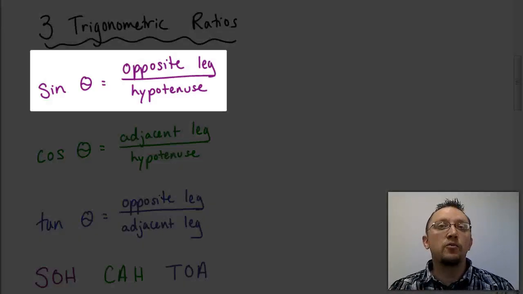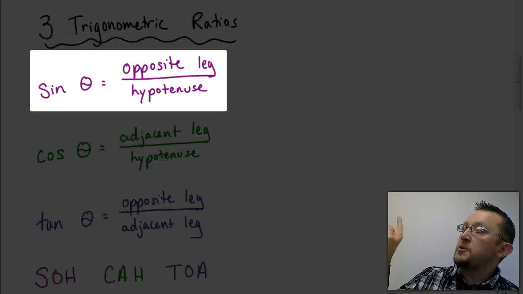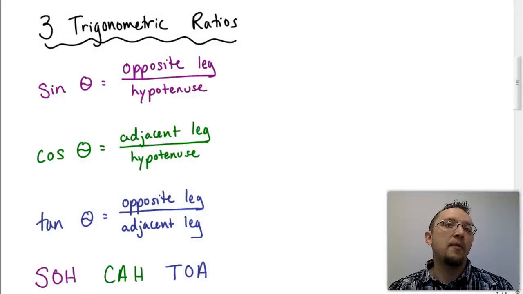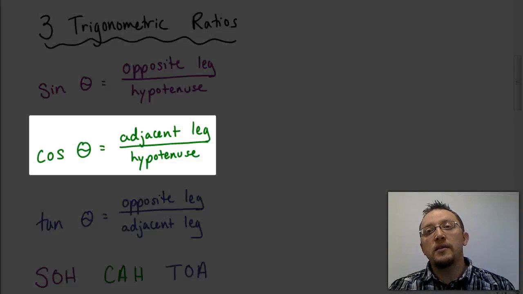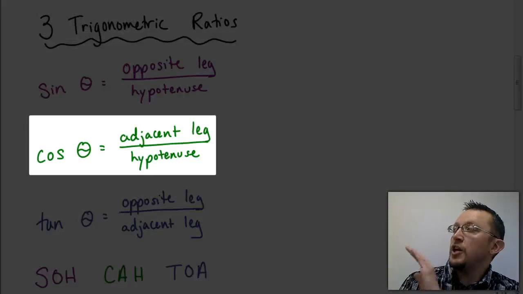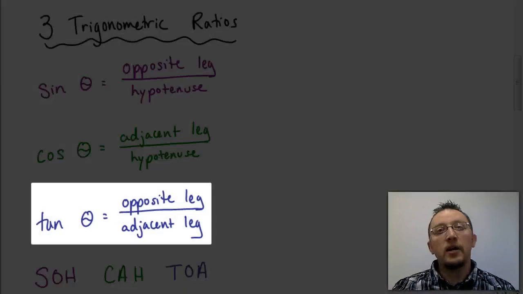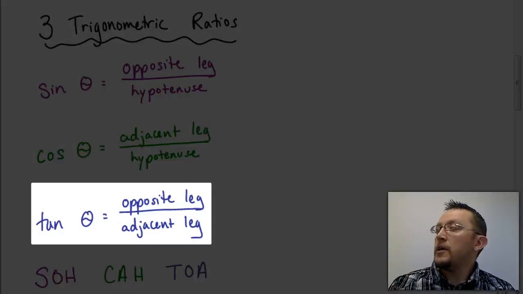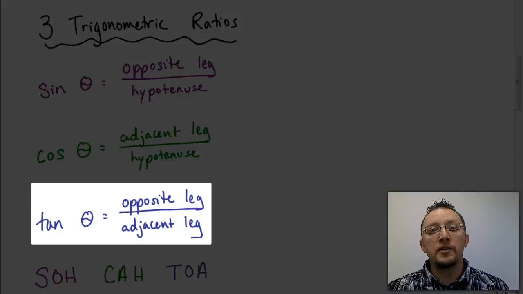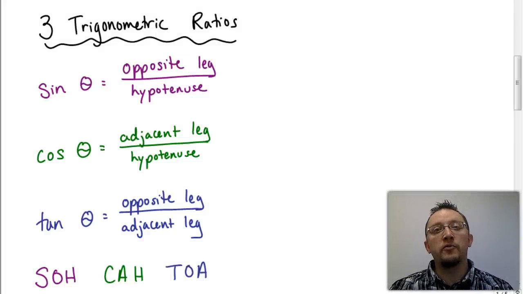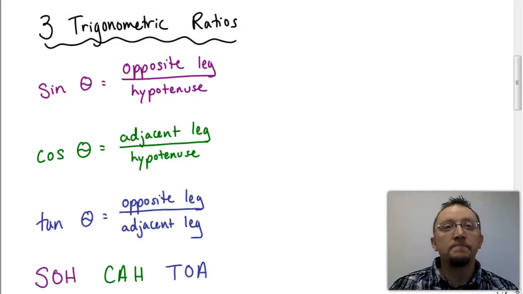The sine of an angle is the ratio of the opposite leg over the hypotenuse. We'll be looking at those parts of a triangle in a minute. The cosine of an angle is equal to the ratio of the adjacent leg over the hypotenuse. And lastly, the tangent of an angle is the ratio of the opposite leg over the adjacent leg. There's an easy little phrase that will help you remember these ratios, and it's called SOH CAH TOA, down here at the bottom.